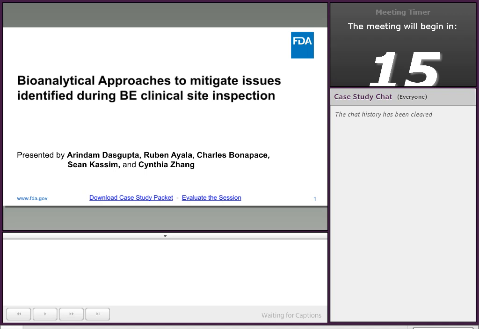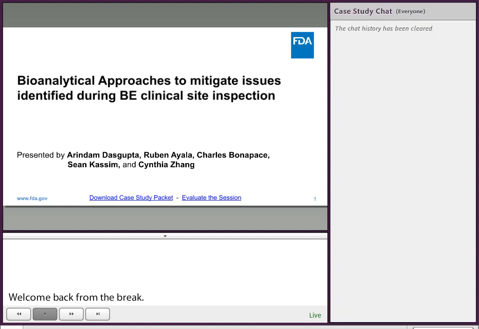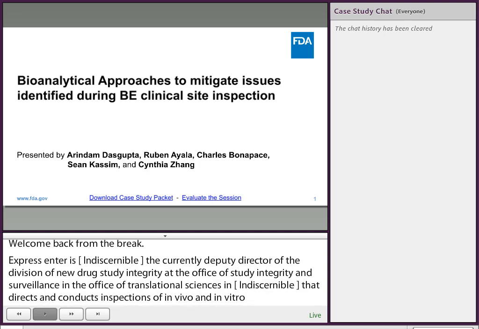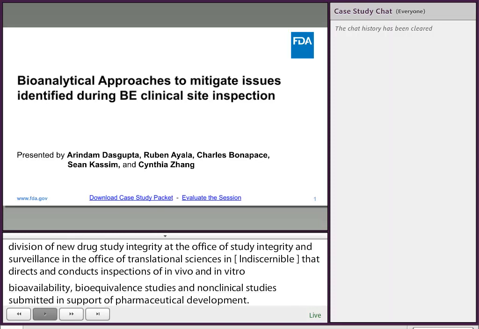Our next presenter is Dr. Arindam Dasgupta, who's currently the Deputy Director of the Division of New Drug Study Integrity in the Office of Study Integrity and Surveillance, located in the Office of Translational Sciences in CDER. He's part of the management team in OSIS that directs and conducts inspections of in vivo and in vitro bioavailability, bioequivalence studies, and non-clinical studies submitted in support of pharmaceutical development as a part of the agency's bioresearch monitoring program. Welcome, Dr. Dasgupta.